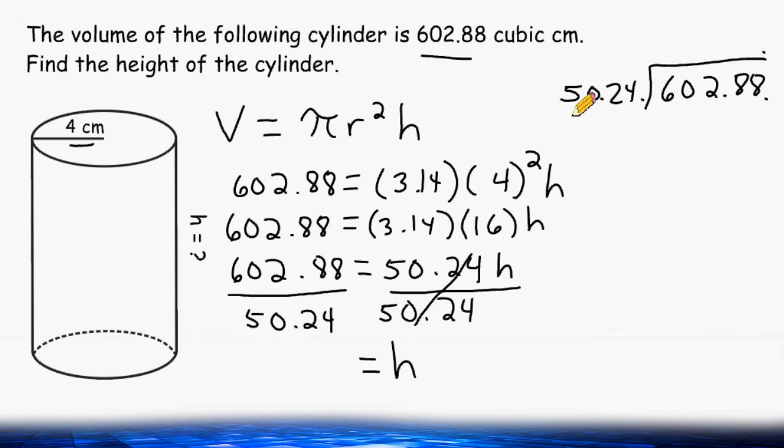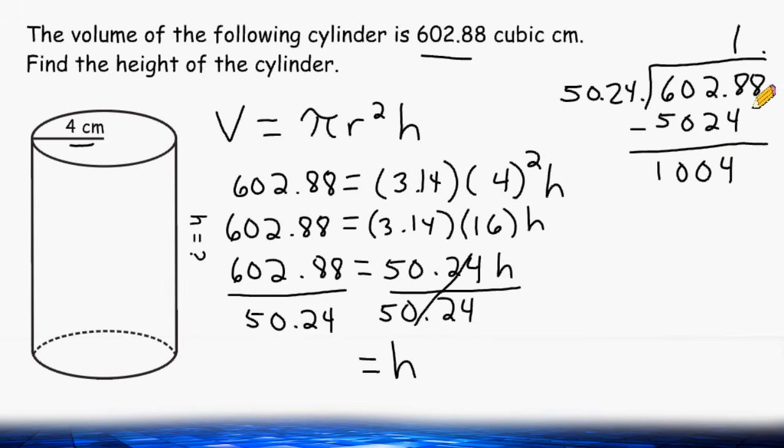So now we divide 5024 into this number, and it cannot go into 6 or into 60 or into 602, but it can fit into 6028 one time. So we have to write a 1 at the end of 6028. And one group of 5024 is 5,024. And when we subtract that from 6,028, that leaves us with 1,004.